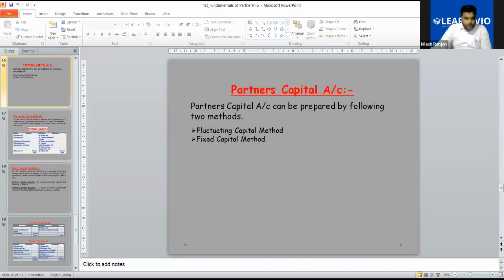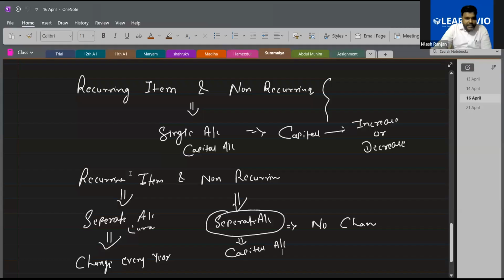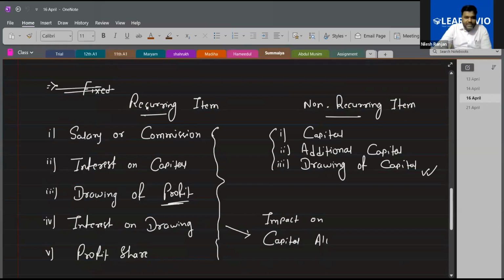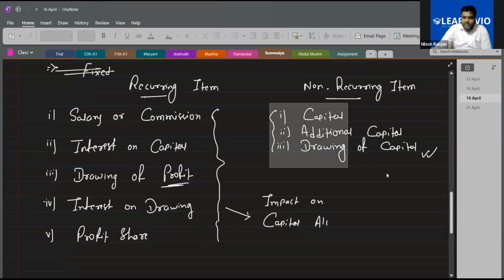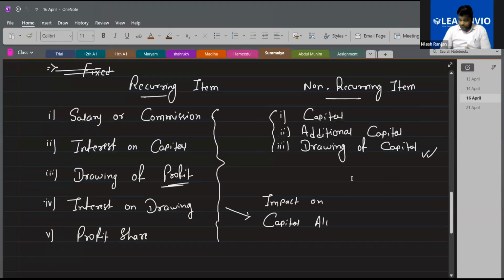Now, we have already written all the item names. You can see here recurring items. All these items will go in current account and these are non-recurring items. They will go in capital. But when you are preparing fluctuating capital method, then all of these, recurring or non-recurring, both items will go in a single account, that is capital. There will be no current account. So this is our capital account concept.